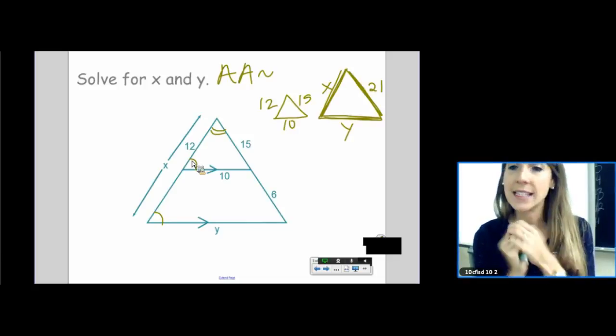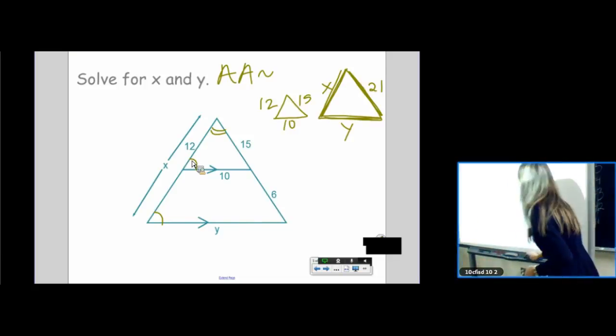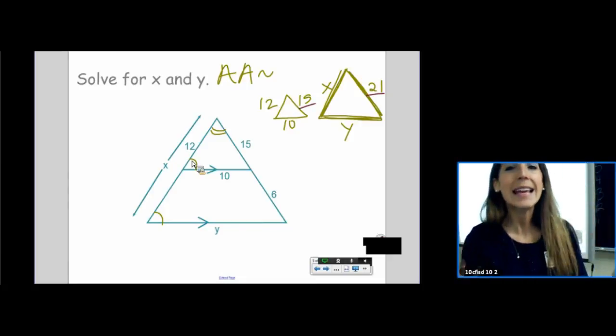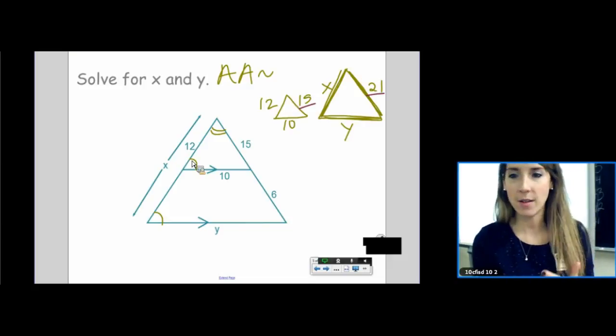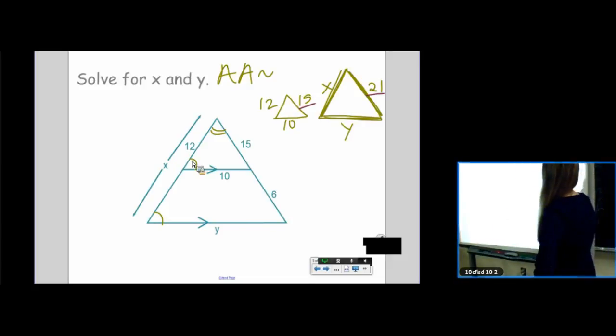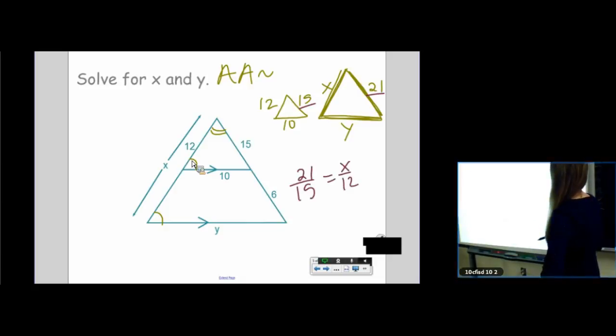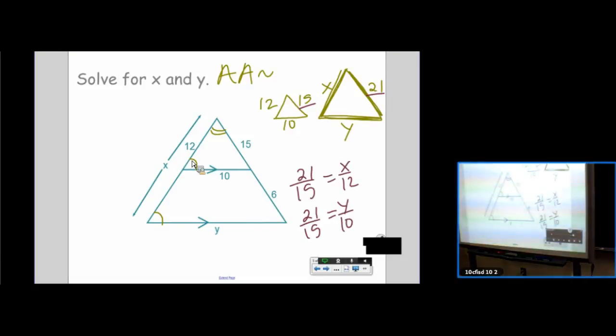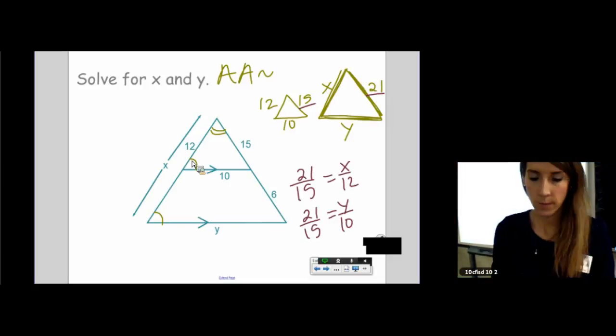Okay, now we can set up proportions. You find two sides that are corresponding, and I call them the key to your proportions because you can keep using that ratio over and over again. I don't even reduce it most of the time. 21 is to 15 as x is to 12, and then use it again. 21 is to 15 as y is to 10. And then you get your calculator out and you do a whole lot of cross multiplying.